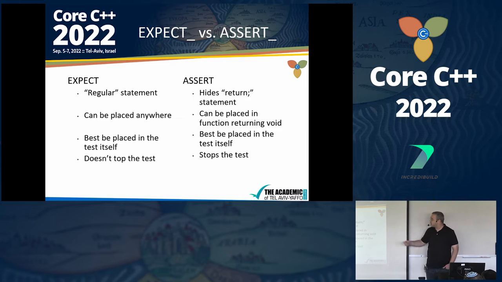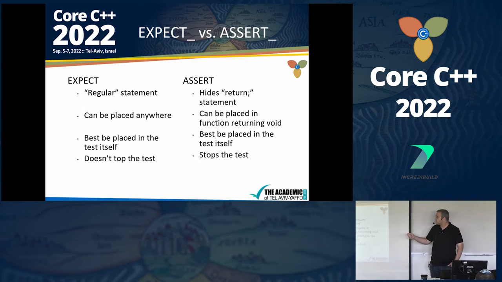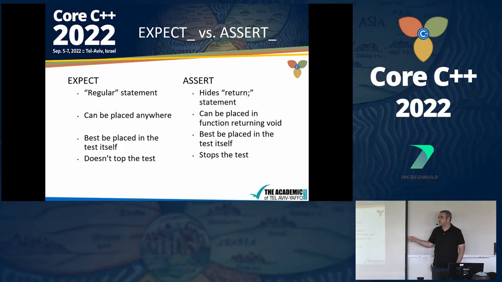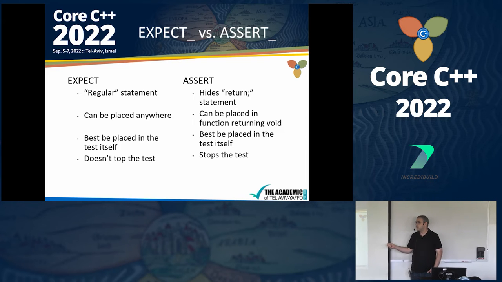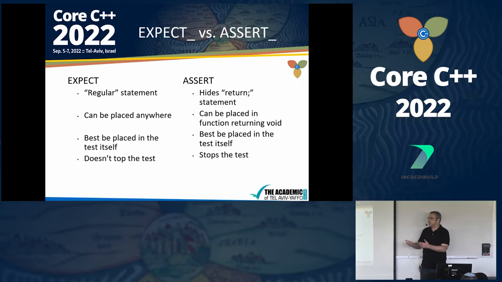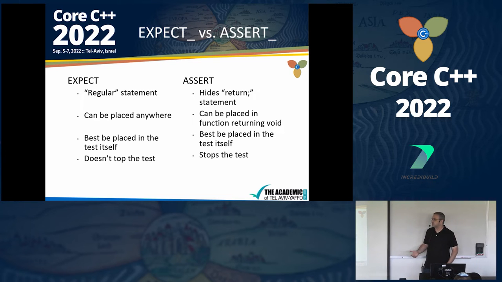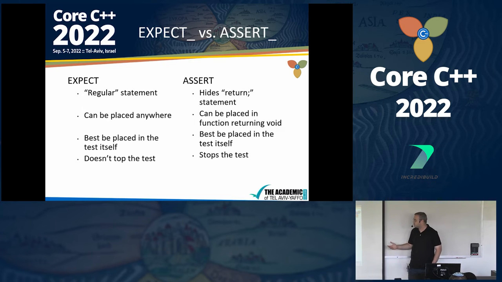ASSERT, on the other hand, hides a return statement within it, which is why we can't put it in the constructor, for example. It can be placed only in functions that return void. If you place it in a function that does not return void, then the return statement is incorrect, and you will get a compilation error, which is not very clear.